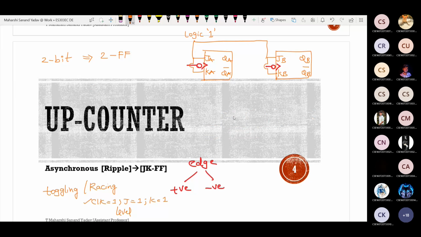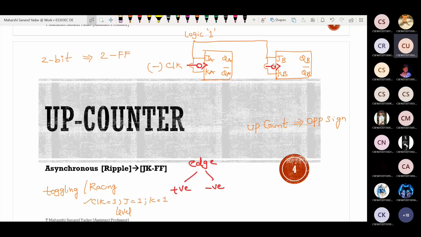Next, after this, what should I do? I want up counter. Up counter means opposite sign or same sign? Opposite sign. Up counter means opposite sign. What I'm using, clock, is it negative or positive? Negative. So I want opposite sign. Now tell me, from where should I connect? From QA or QA bar?